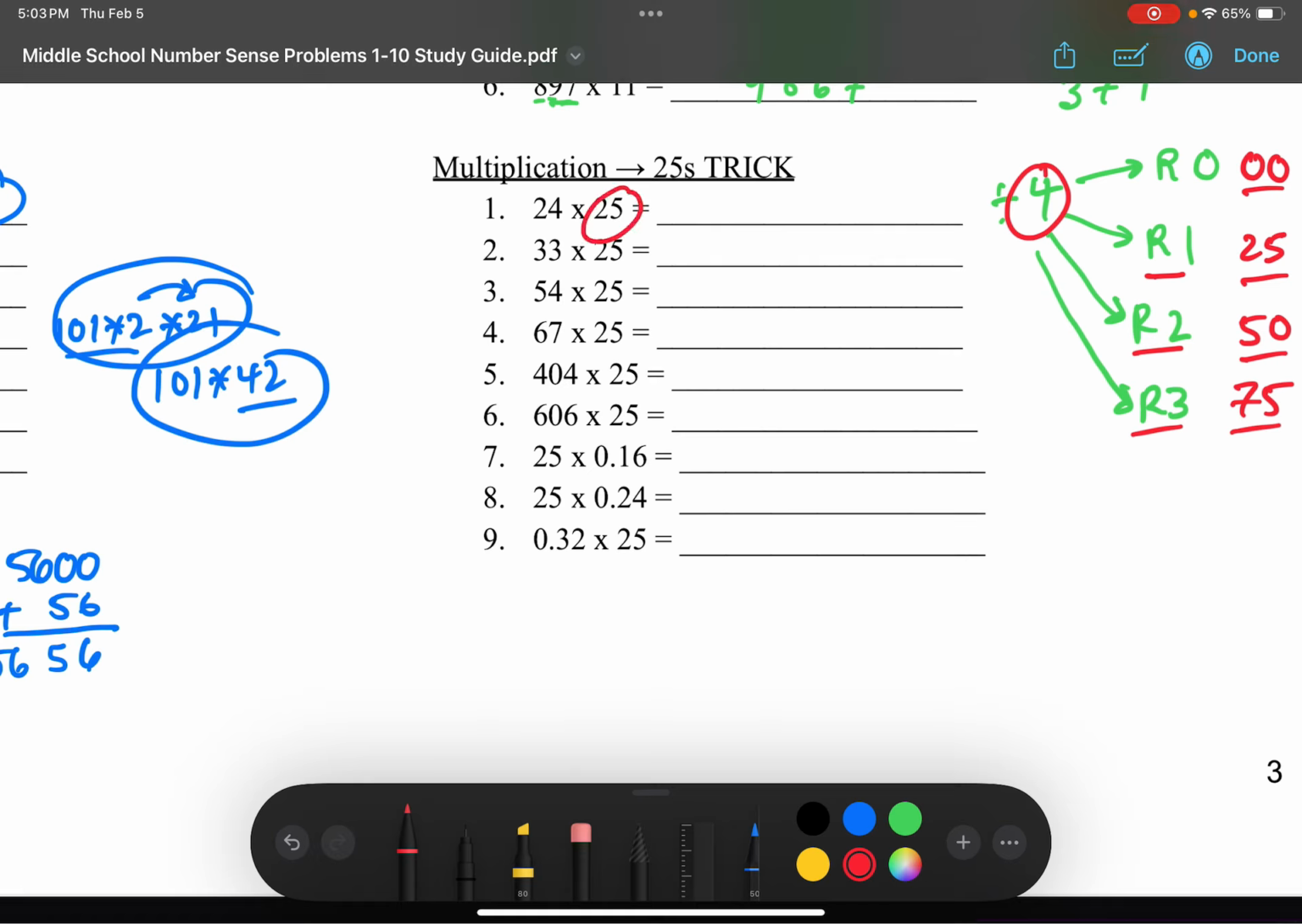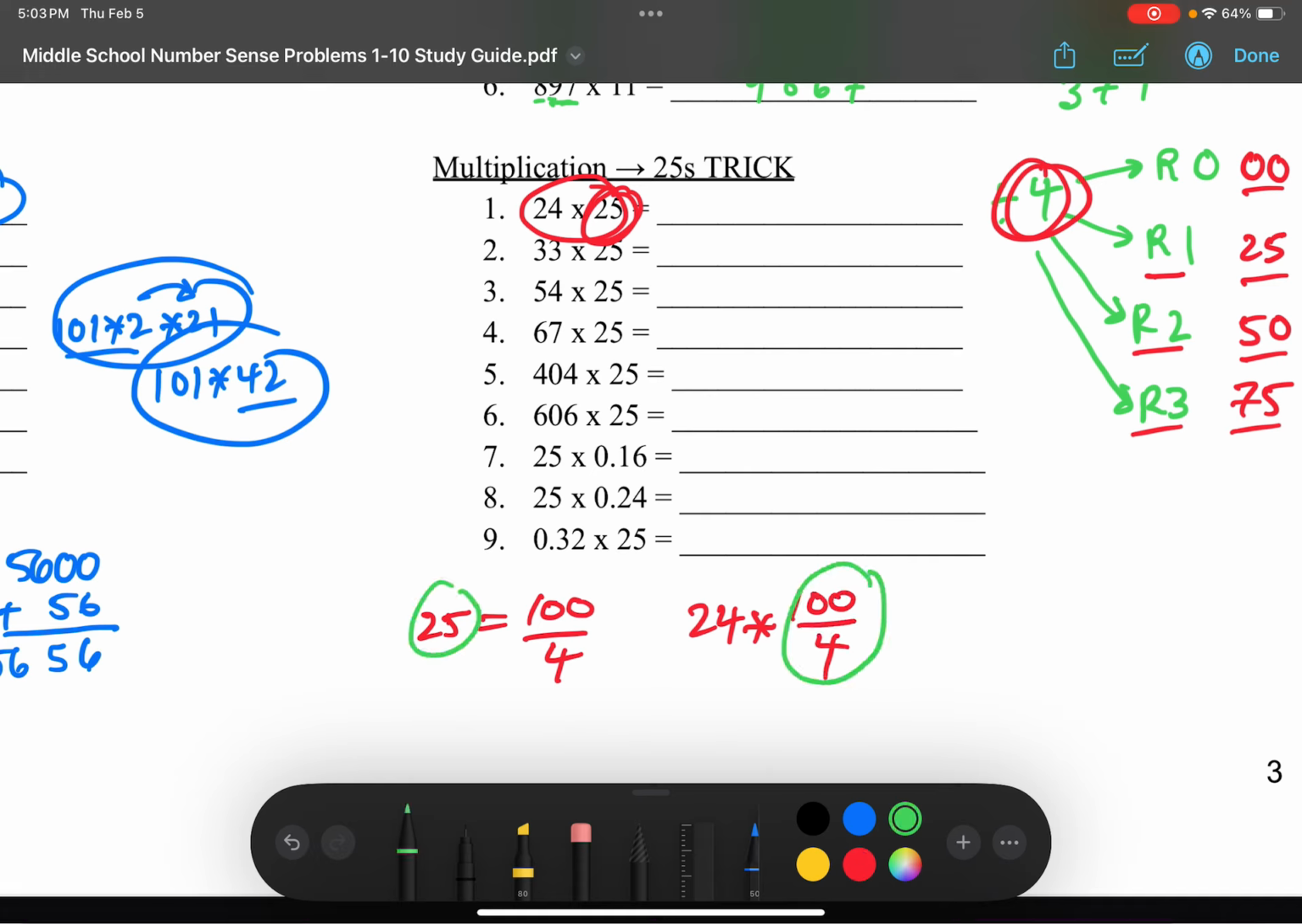The reason we say 4 is because 25 can be seen as 100 divided by 4, okay? So let's rewrite this whole thing as 24 times 100 divided by 4. Why? Because this right here and this right here are the same thing. So we're essentially saying the same thing, right?